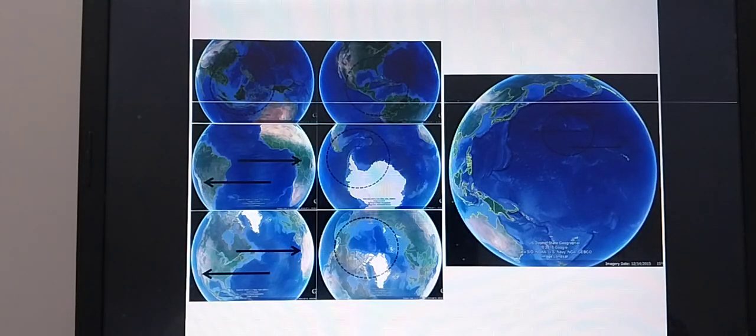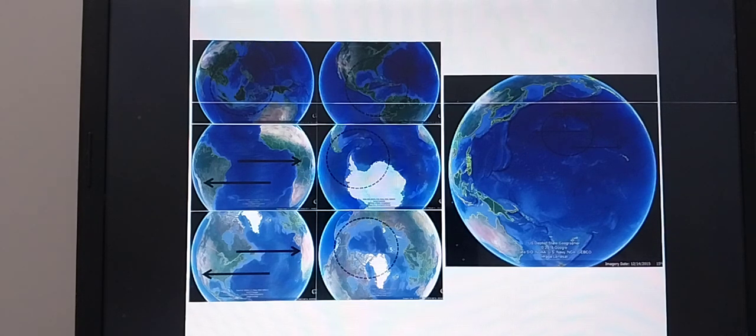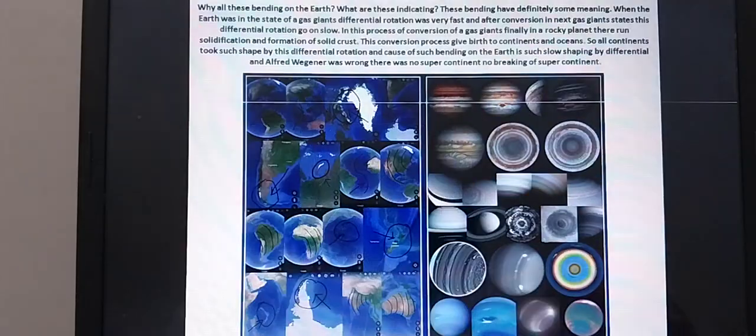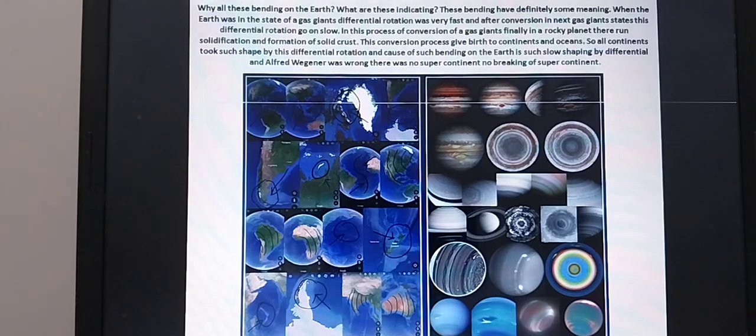So note carefully all these places as we have mentioned in previous parts, and you can very easily understand how the differential rotation that we can see in Jupiter, in Saturn, Uranus, Neptune, that same differential rotation also existed in the Earth when the Earth was a gas giant, and continued solidification and the long process of differential rotation is the main cause of such shape of South America and Africa.